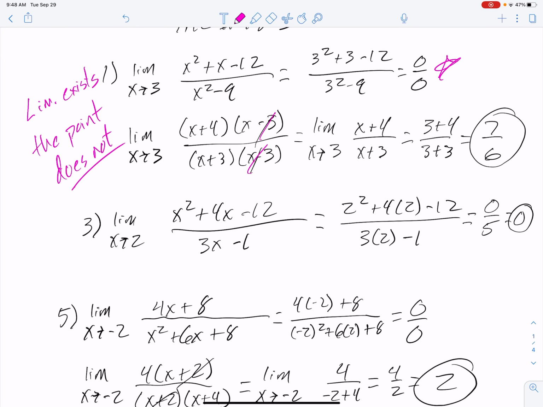Number 3 is a good example that we always substitute in prior to looking at what could happen if we factor, because I get something other than 0 in the denominator, and 0 divided by 5 gets me 0, so I'm done with this problem. And since I didn't get 0 in the denominator, I know my limit exists and my point exists.